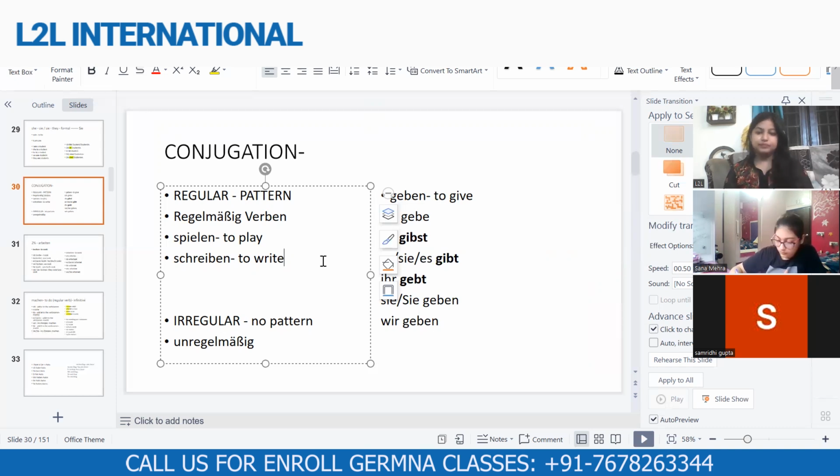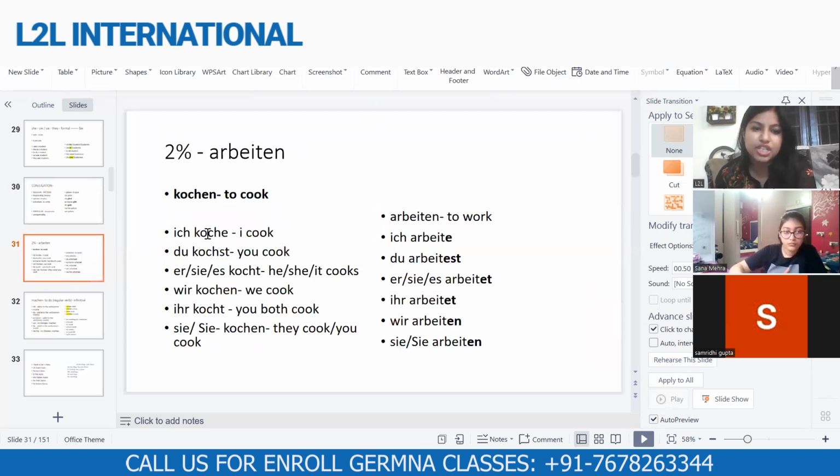We only have to write the conjugation for the regular verbs, right? Yeah, spielen and schreiben, regular. Okay, you have to write it like this. Ich spiele, du, and then you have to complete it like this.